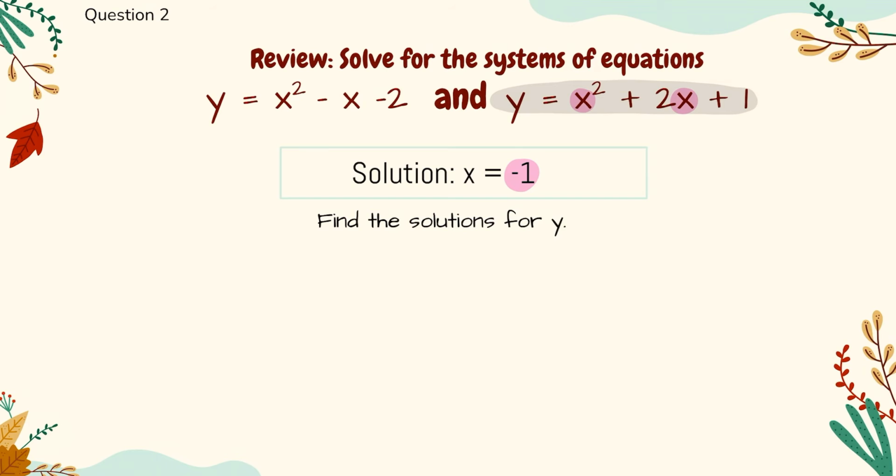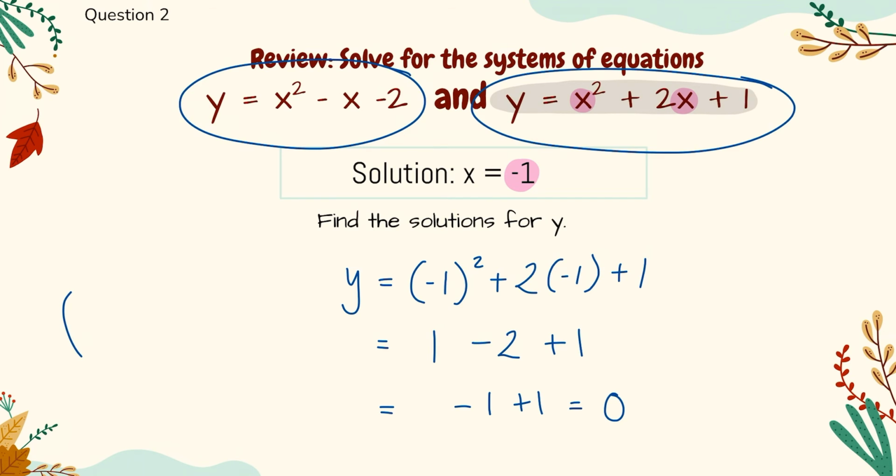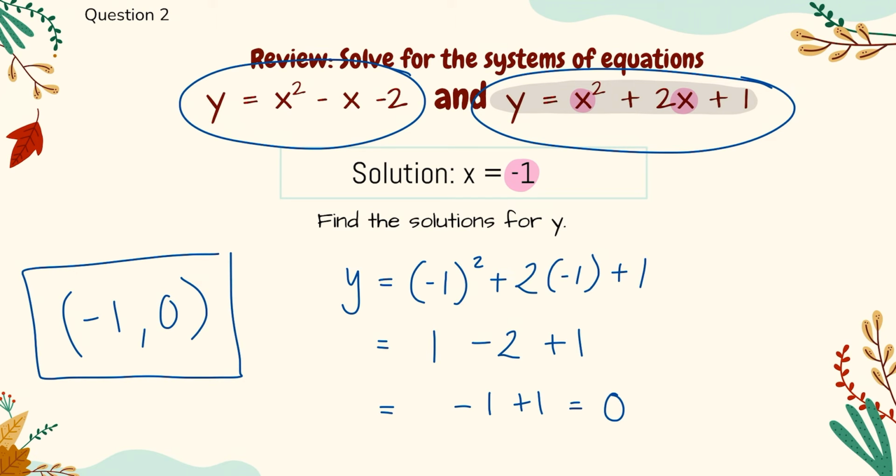So I'm going to go y equals negative 1 squared. Notice how I use parentheses, 2 times negative 1, and then plus 1. This simplifies to a positive 1, a negative 2, and then a positive 1. Eventually this turns into negative 1 plus 1, which equals 0, which is totally fine. So for both equation number 1 and equation number 2, if I were to graph both of them, they are going to cross at the point negative 1 comma 0, and that's basically all that means, okay?